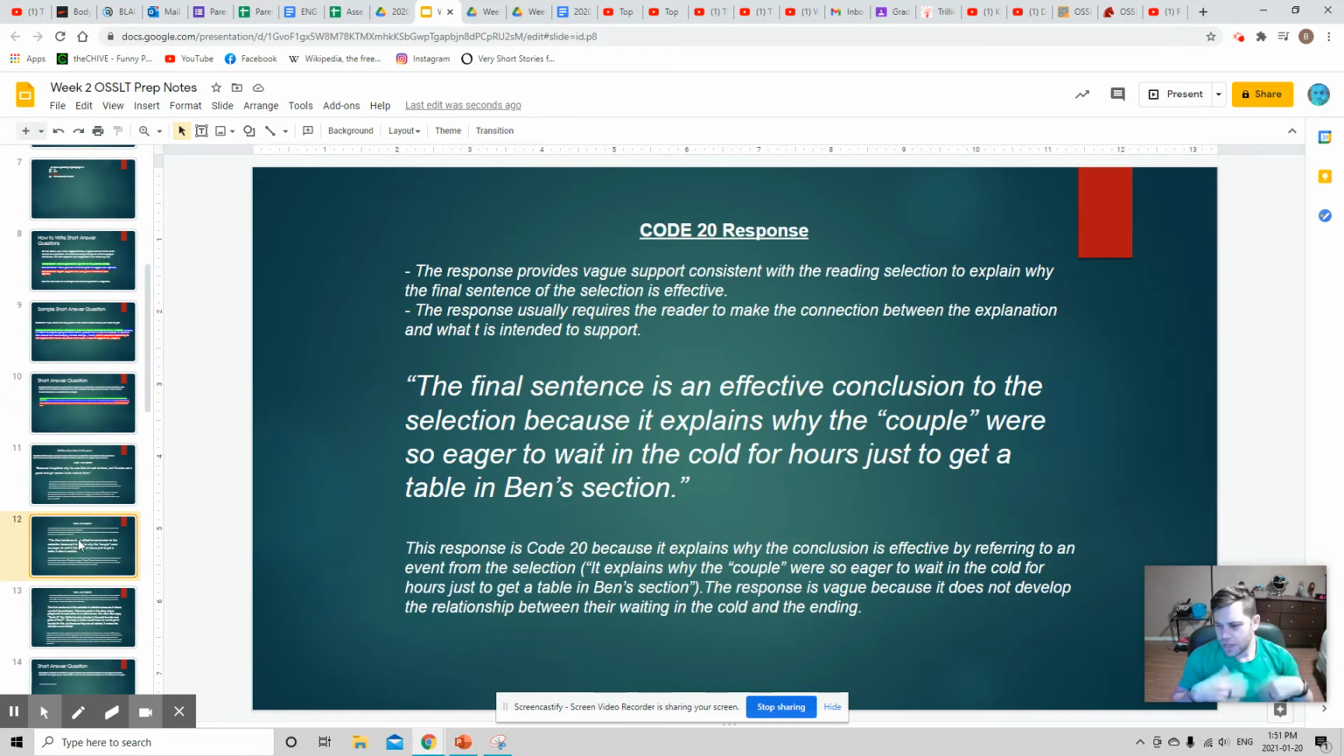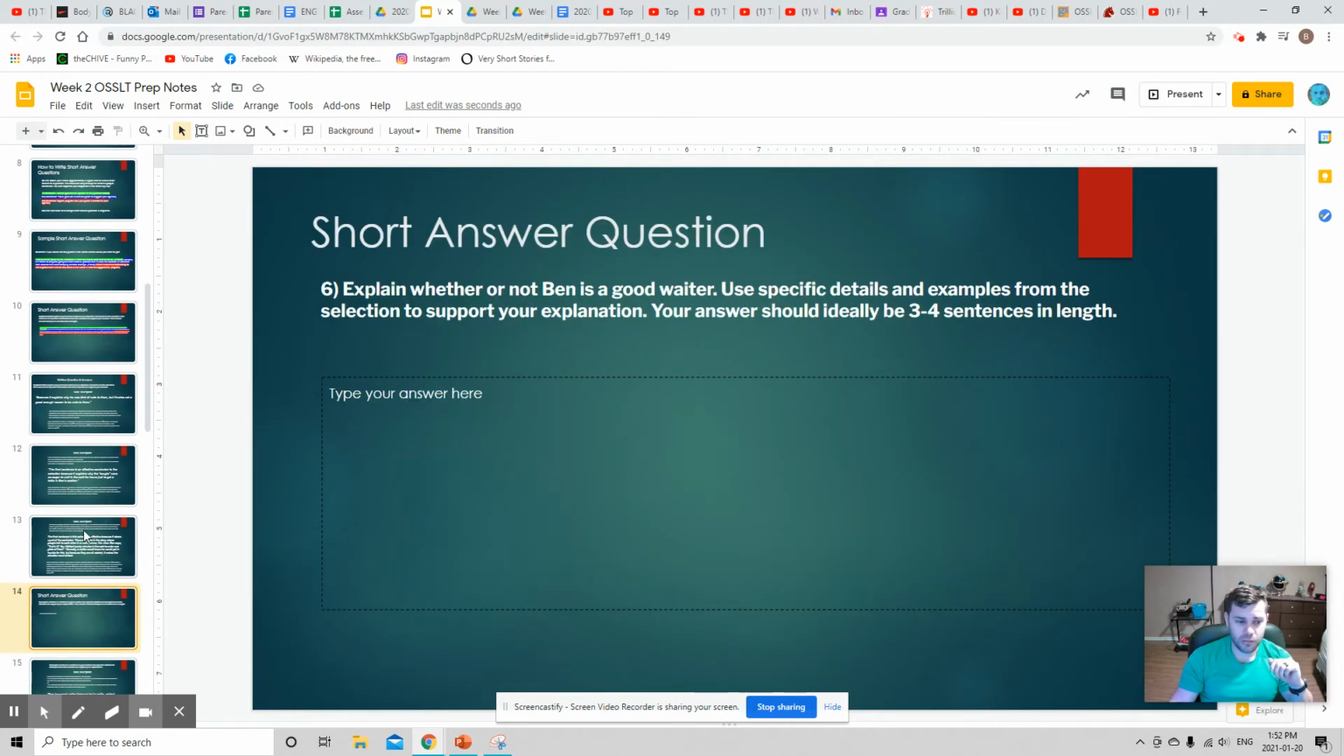This is a medium scoring answer called the code 20, where it provides some proof, but no explanation to connect the proof and the opinion. Finally, let's look at the highest scoring or a 30-point answer called the code 30.